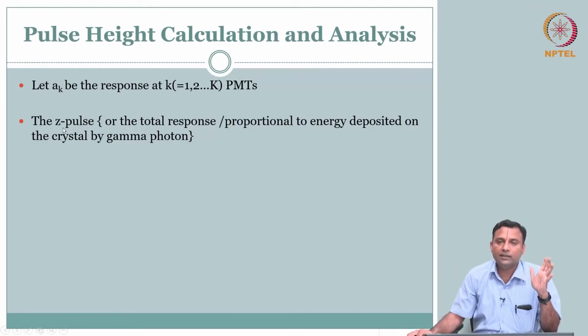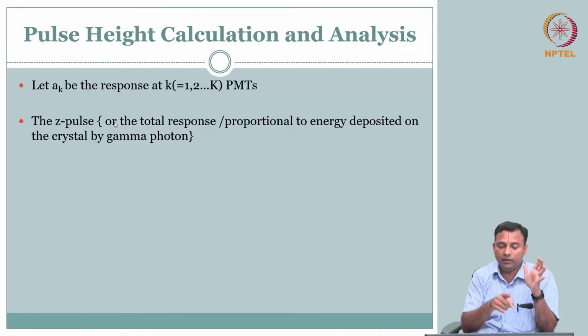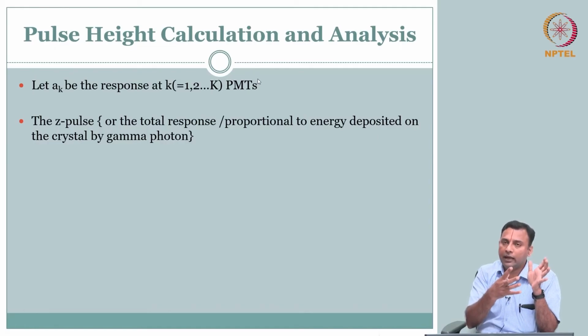So your Z pulse is nothing but the sum of all of these. This is an important concept because we will have to analyze it for our image formation. Unless you understand the Z part of it, it will be very tricky. So one gamma photon scintillates once and gives out an electrical signal in several photomultiplier tubes. The maximum will probably be on the line of sight where it is, but the others will also contribute.